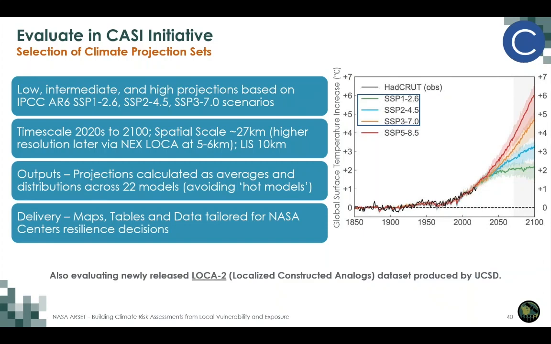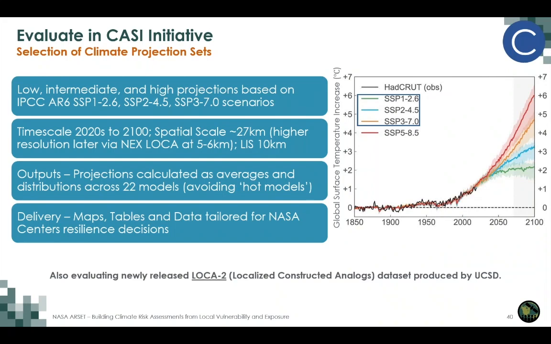Notice that we do not look at what the IPCC characterized as the very high scenario, which is the SSP5-8.5, because that one is increasingly disconnected with the current trends in coal use and other aspects in society that have increasingly focused the climate science community on these other scenarios. For more information on these scenarios, you can see the previous ARSET training around selecting climate projection sets.